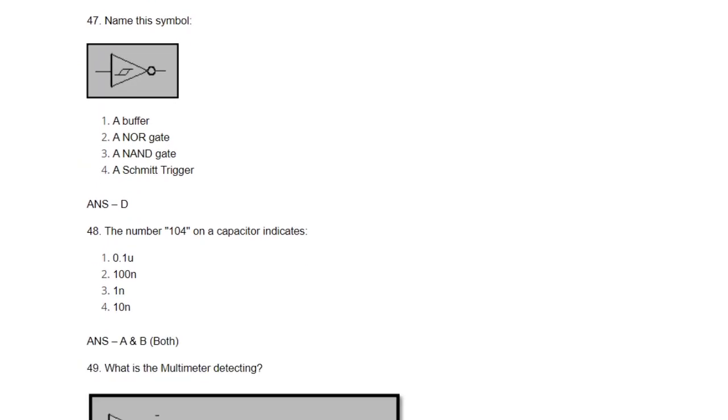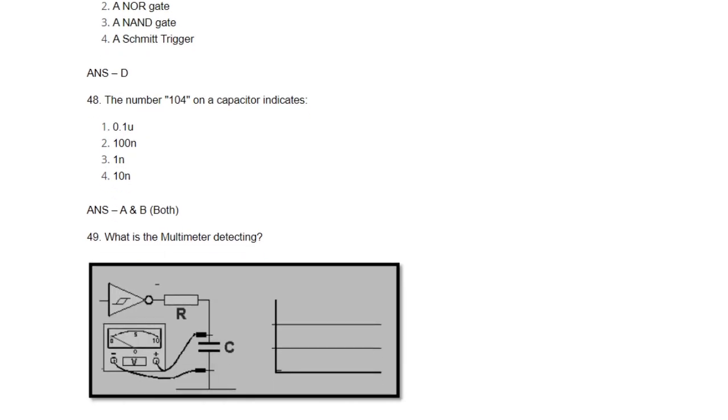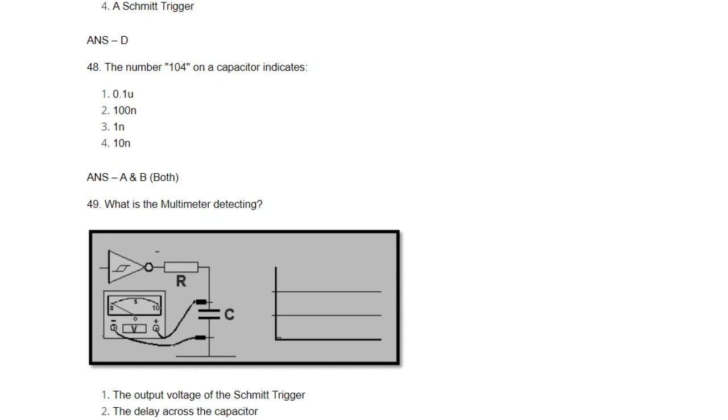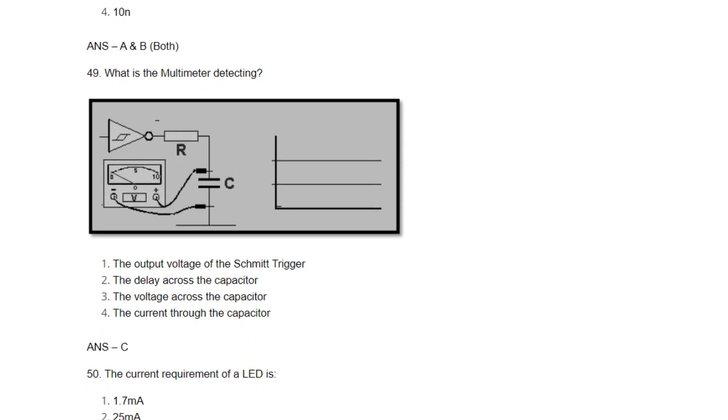The number 104 on a capacitor indicates what? It indicates 0.1 microfarad and 100N, that means A and B both. What is the multimeter detecting? The voltage across the capacitor is what the multimeter is detecting. The current required for an LED is between 3 and 35 milliampere.